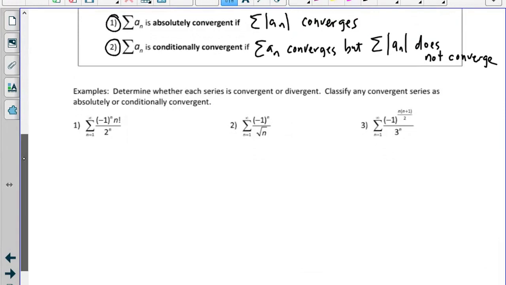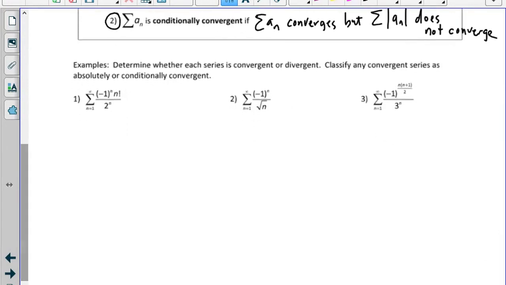Number one, the sum from n equals 1 to infinity of -1 to the n times n factorial over 2 to the n. So first of all, n factorial, we need to remember what that is. That's n times n minus 1 times n minus 2 times ... all the way down to 1. So if I take a look at, let's say 8 factorial, that would be 8 times 7 times 6 times 5 times 4 times 3 times 2 times 1. So in case you forgot what that was, that's what it is.